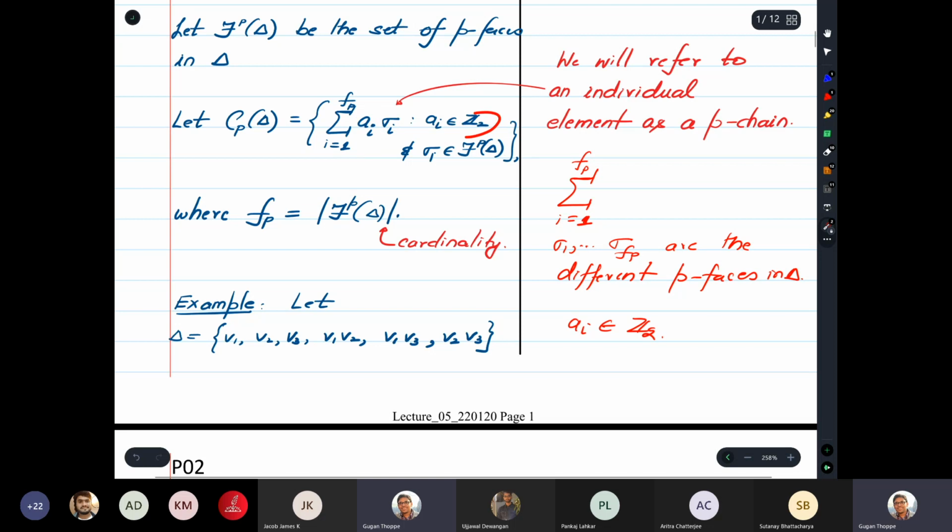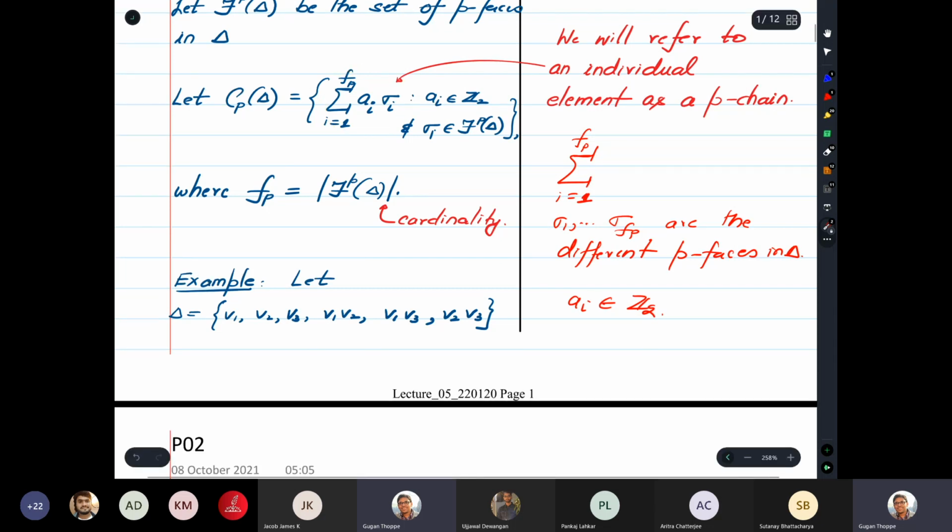come from Z2, and these sigma i's, I mean, sigma i refers to the ith P phase in delta. And you look at these formal sums, right? When I say formal sum, it means that when I write 2 plus 3, you say what is 2 plus 3, your answer would be 5, right? So here I am looking at formal sums. These by themselves don't have any meaning, we are just constructing them as some abstract objects. That's why we call them formal sums.